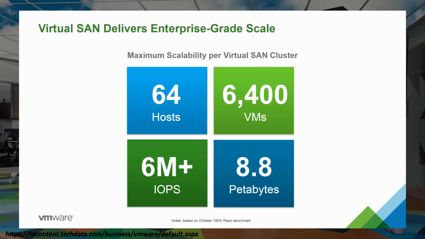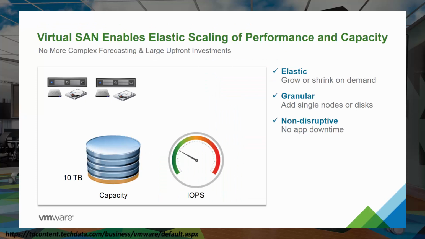vSAN has up to 64 hosts in a single vSAN cluster, a total of 6,400 VMs, can perform an amazing 6 million plus IOPS, and provide you an outstanding 8.8 petabytes of data. So you can see that vSAN is more than enterprise ready. Virtual SAN allows you to easily either scale up or scale out your vSAN cluster. For scaling out, add another server to add capacity and performance. Each server in the hybrid configuration contributes hard drives to increase capacity and an SSD to contribute to performance.